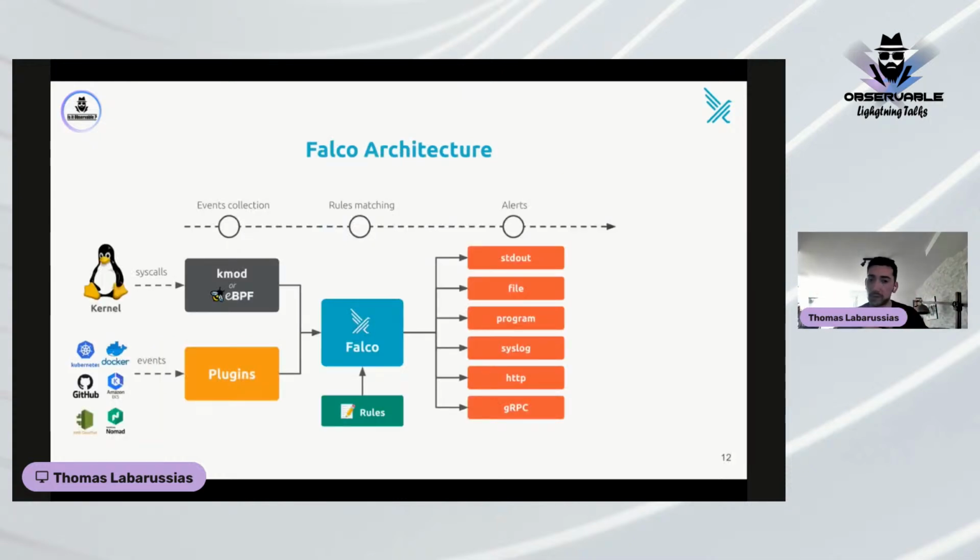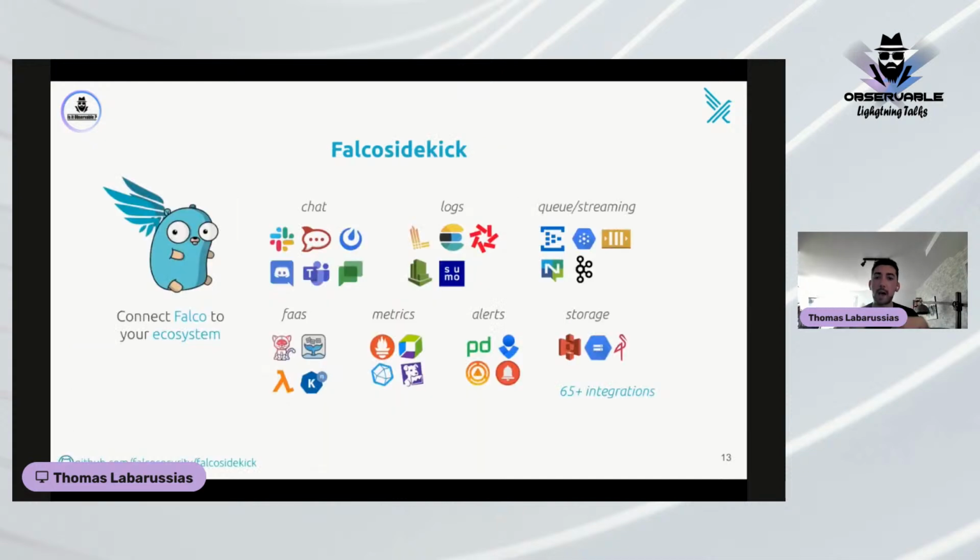So the overview of the Falco architecture is that we have the syscall collection from the kernel with the eBPF probe. We can collect events from other systems thanks to the plugins. We are ingesting the logs and rules into Falco, and Falco can then trigger an alert and forward this alert to the standard output, a file, a program (basically a pipe), a syslog, local or remote syslog server, HTTP like a webhook, and gRPC. If it's not enough, we also have Falco Sidekick.